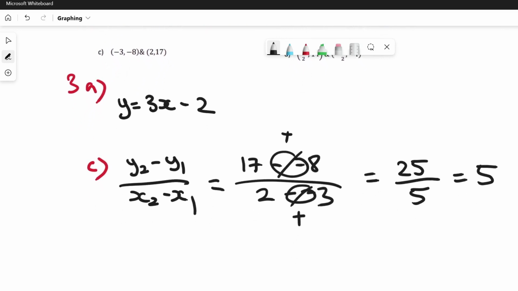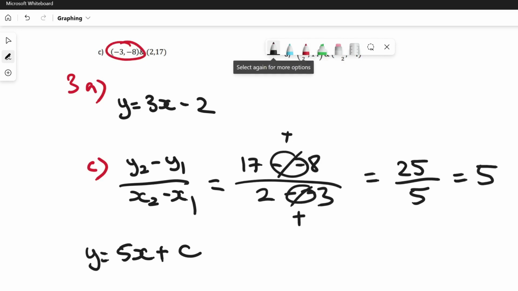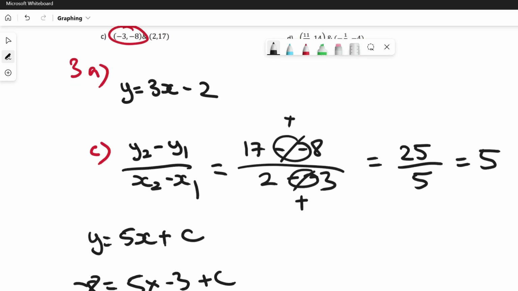And so now we sub it back into the equation. So y equals 5x plus c. And we choose a random point. I think for simplicity's sake, the first point would be a bit easier. So now we know that y is -8 for this point, 5 times the x value of -3. So -8 equals -15 plus c. C equals 15 minus 8 equals 7.